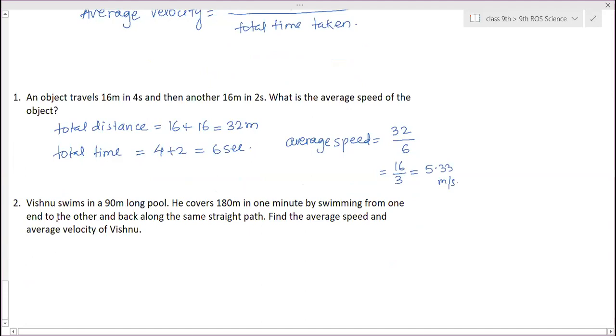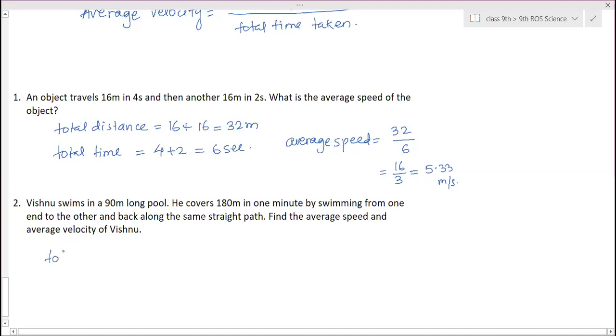The next question: Vishnu swims in a 90-meter long pool. He covers 180 meters in 1 minute by swimming from one end to the other and back along the same straight path. Find the average speed and average velocity of Vishnu. So for average speed, you need total distance.